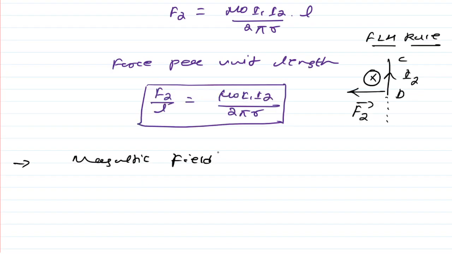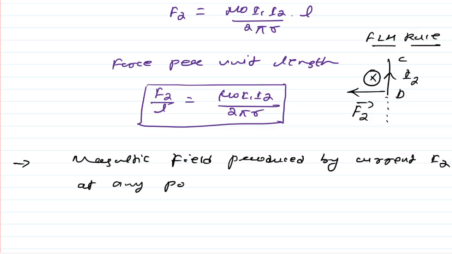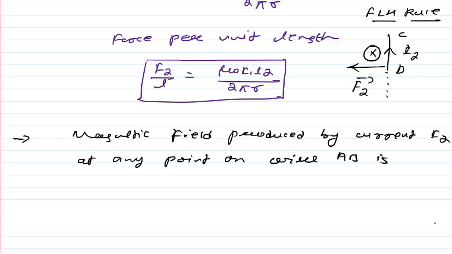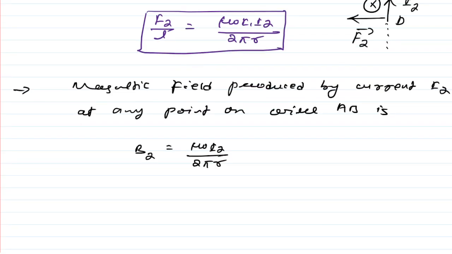Now magnetic field produced by current I2 at any point on wire AB is, so magnetic field will be again B2 equal to mu naught I2 by 2 pi r, because CD wire is again of infinite length, so this is the magnetic field due to infinite length wire.